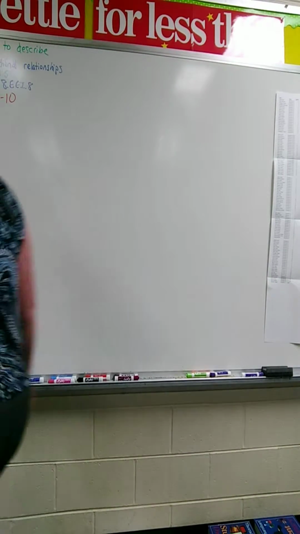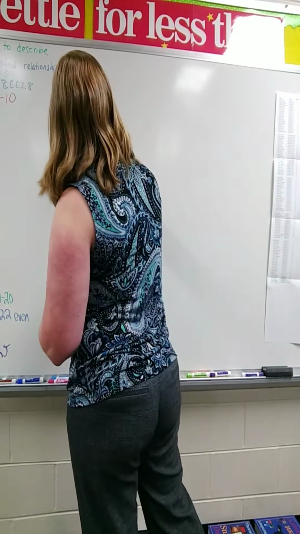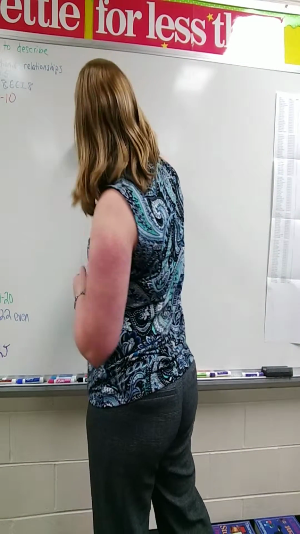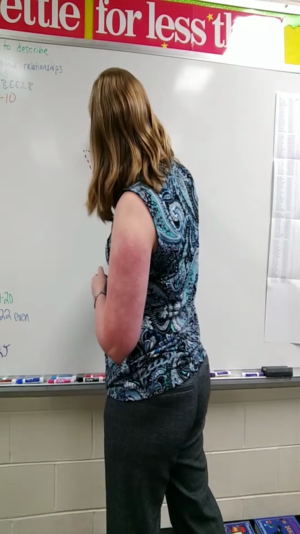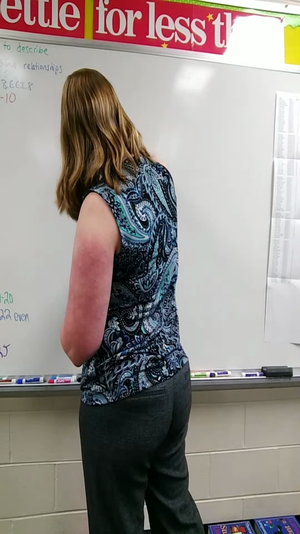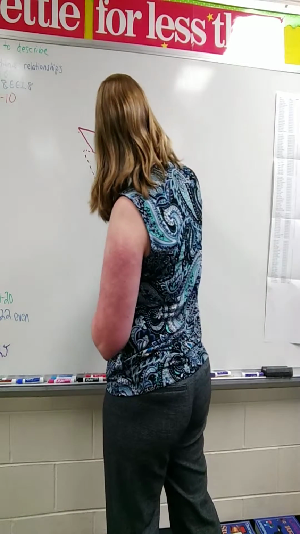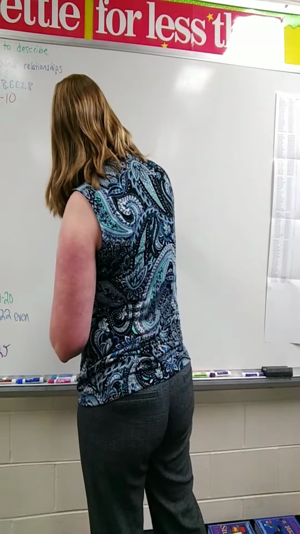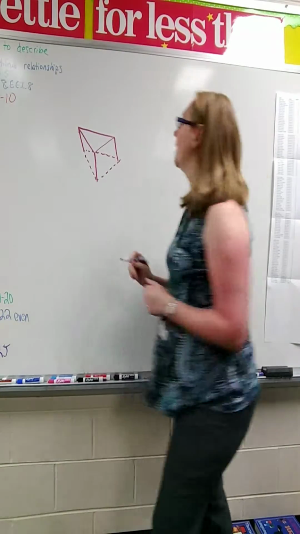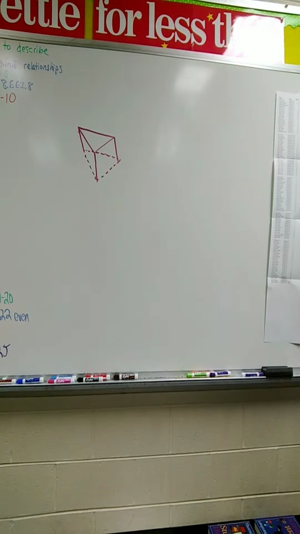If I have a triangular prism, that means that I have a triangular base, and it has a triangular top. Alright, so that is my triangular prism.